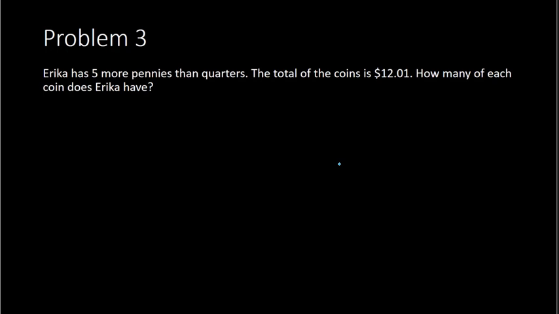Here we have example 3. Example 3 says that Erica has 5 more pennies than quarters. The total of the coins is $12.01. How many of each coin does Erica have?